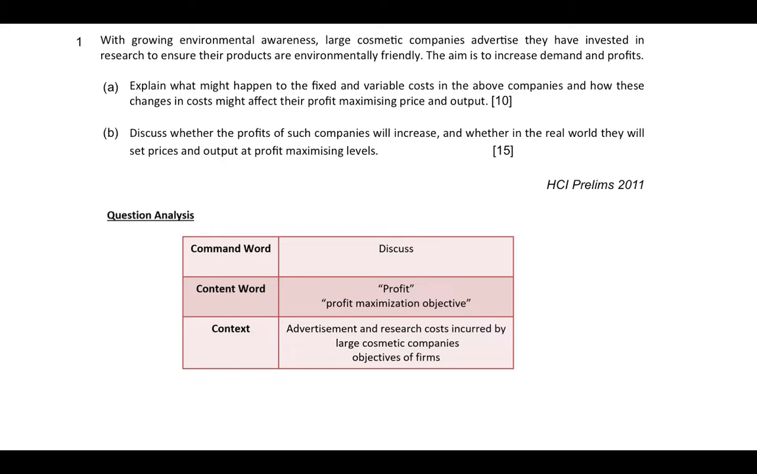So again, this question has two parts. One part is whether profits here will increase or decrease. The other is whether firms will actually set price and output at profit maximizing level. The context here is your large cosmetic firms in the real world. Looking at the first part, whether profits of such companies will increase: firms can undertake advertisement and R&D, but is it guaranteed that they will actually see an increase in demand and profits?